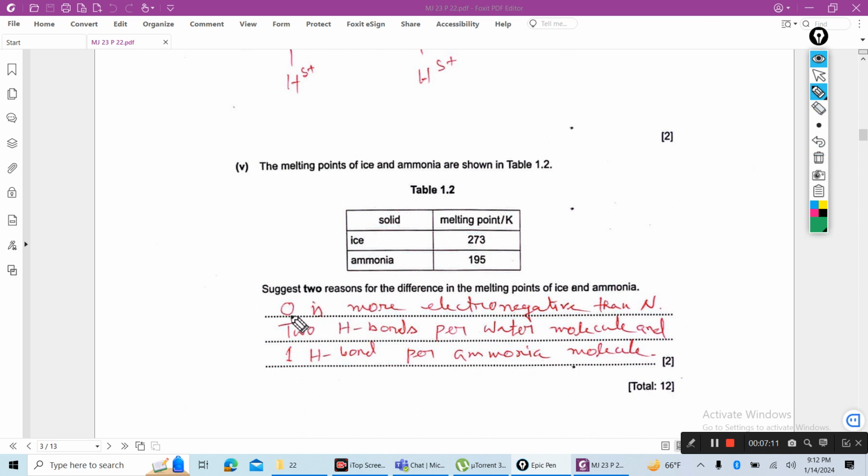So oxygen, you know, oxygen is more electronegative than nitrogen. Oxygen atom is more electronegative than nitrogen atom. So per water molecule 2 hydrogen bonds are formed, and per ammonia molecule 1 hydrogen bond is formed. That means in ice more hydrogen bonds are formed. As more hydrogen bonds are formed, to break more hydrogen bonds more energy is needed. That's why the melting point is higher.